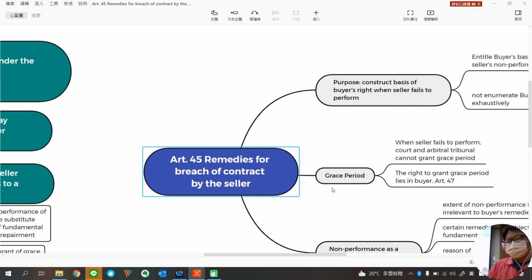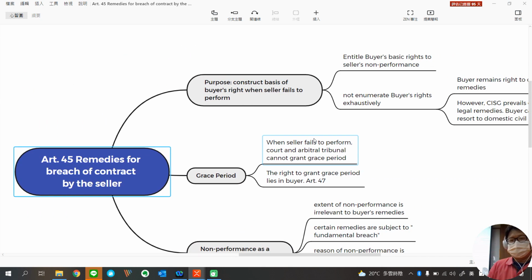Then look into this. Firstly, the purpose. The purpose of Article 45 is to construct a basis of the buyer's rights when the seller fails to perform, entitling the buyer to basic rights on the seller's non-performance, and not to enumerate the buyer's rights exhaustively.